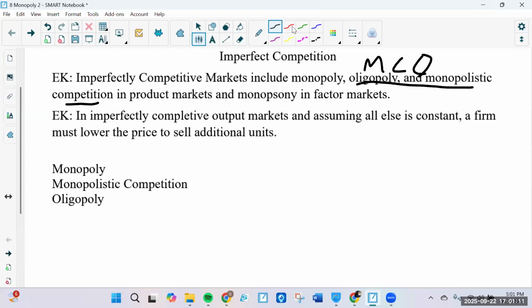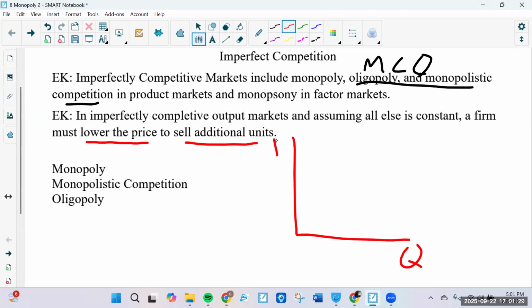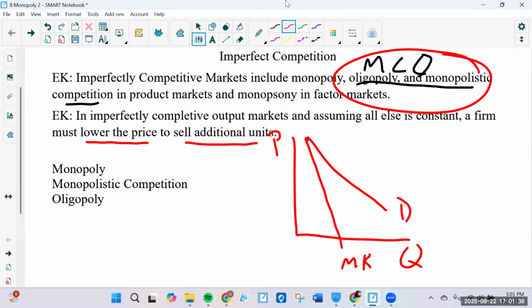The idea behind imperfect competition is that in order to sell another unit, the firm has to lower their price to sell additional units. With perfect competition, since a firm is a price taker, they can sell as many units as they want at that market price. But all of these guys are going to face a downward sloping demand curve. Every one of them is going to face a downward sloping demand curve, and their MR is going to fall at a faster rate. We'll talk about the other two, monopolistic competition and oligopoly, next week. So there's that.